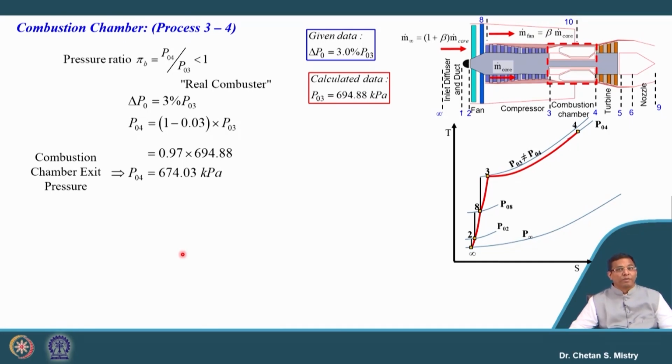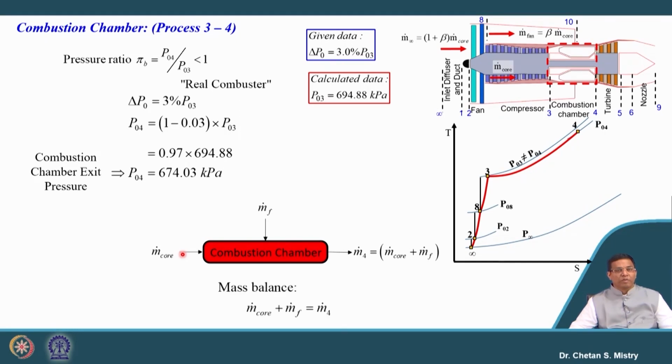Now, we are interested in temperature, but the turbine entry temperature is given to us. What is our main important parameter? The parameter here is fuel air ratio. So, let us try to calculate that fuel air ratio. We can write down our mass balance, and this is what we can write in terms of mass balance.